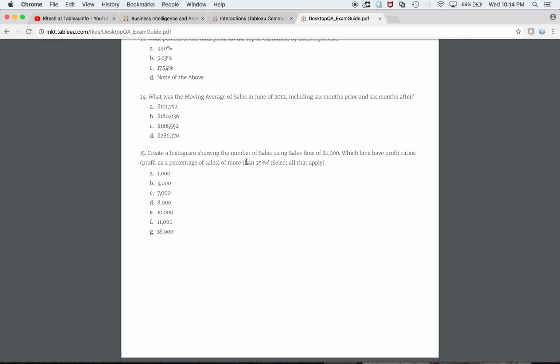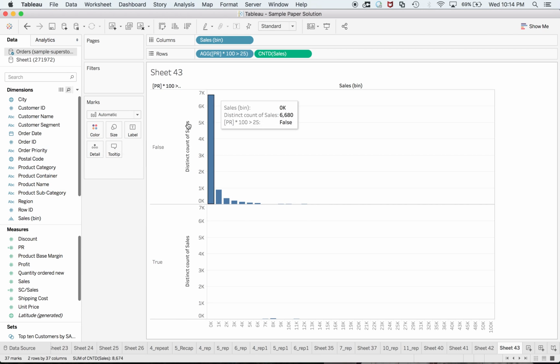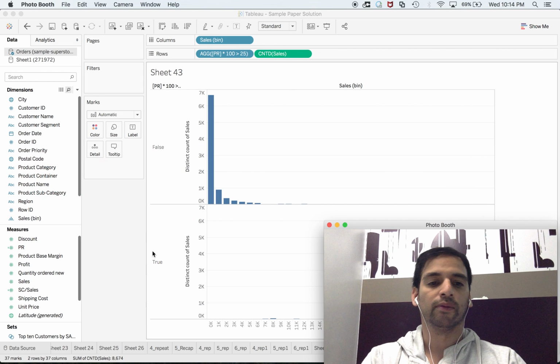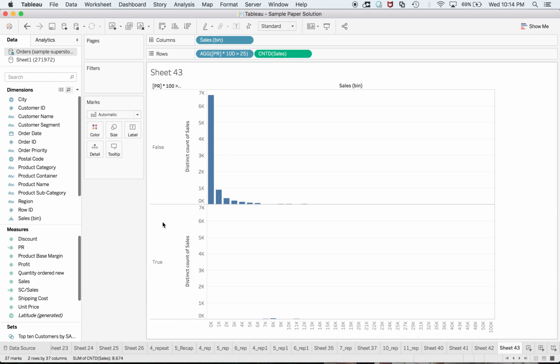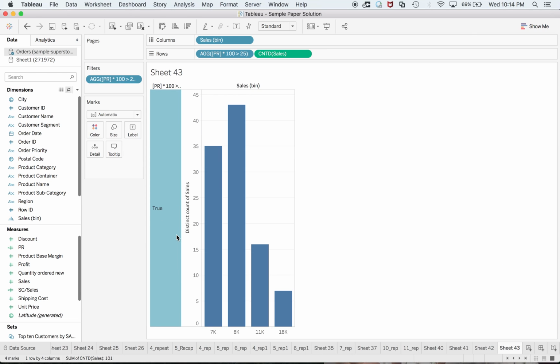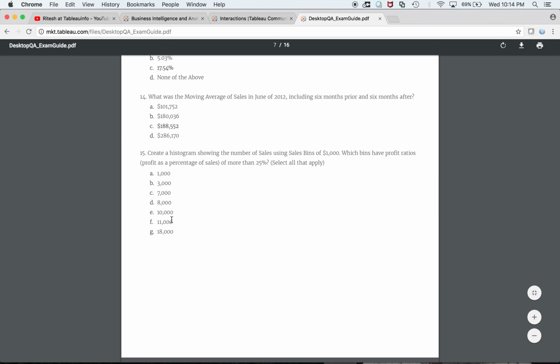Try to understand this: profit ratio of more than 25%. I'm again doing the ad hoc analysis in 100 because of the percentage thing. It is greater than 25. So I get true and false, because some will lie under true, the profit ratios which are more than 25%, and the rest of the bins, which are lesser, will fall into false. So I'll keep this only, and after that I can see 7k, 8k, 11k, and 18k. 7k, 8k, 11k, and 18k. That will be my answer.